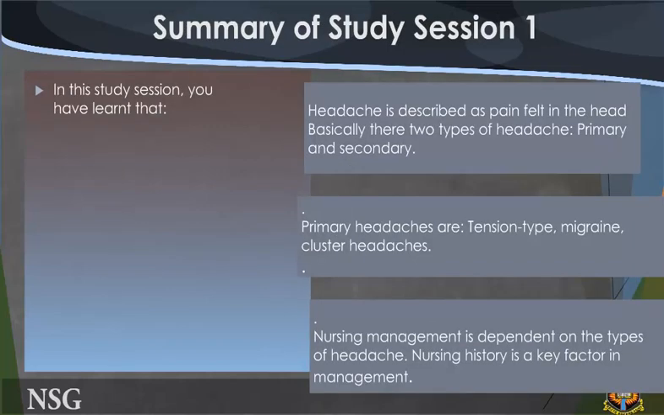Summary of study session 1. In this study session, you have learnt that headache is described as pain felt in the head. Basically, there are two types of headache: primary and secondary. Primary headaches are tension type, migraine, and cluster headaches. Nursing management is dependent on the types of headache. Nursing history is a key factor in management.